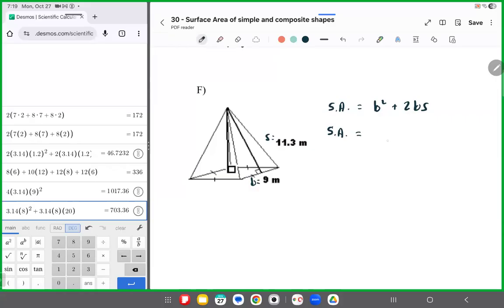So the surface area will be equal to b squared, which will be 9 to the power of 2, plus 2 times 9 times 11.3.